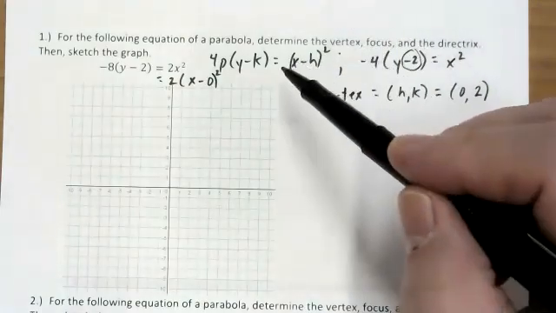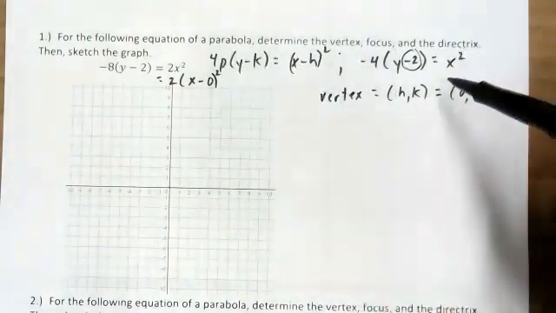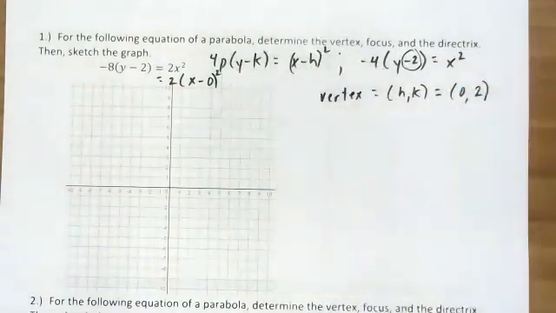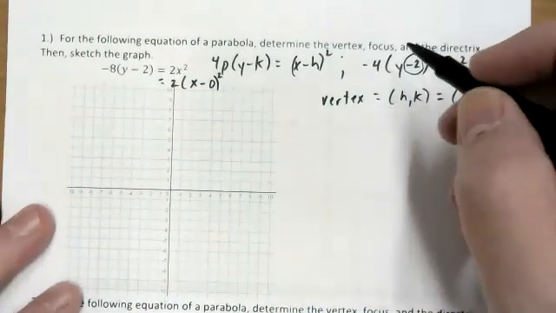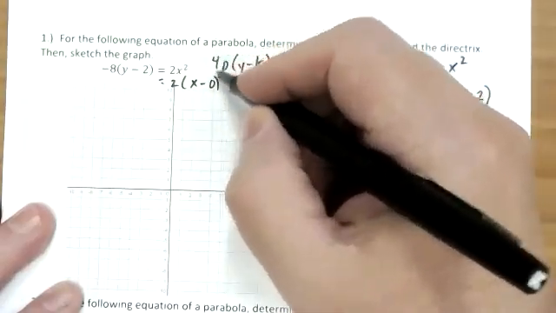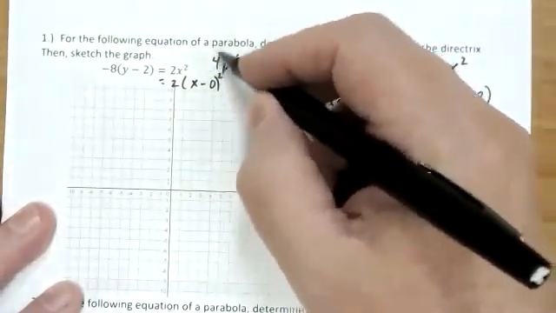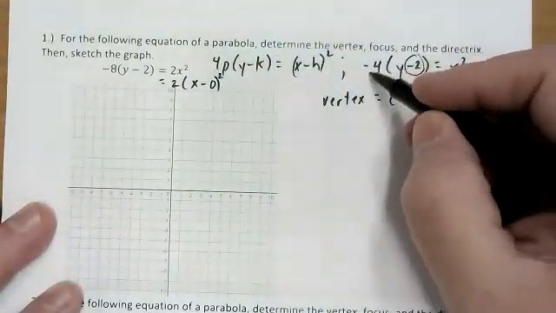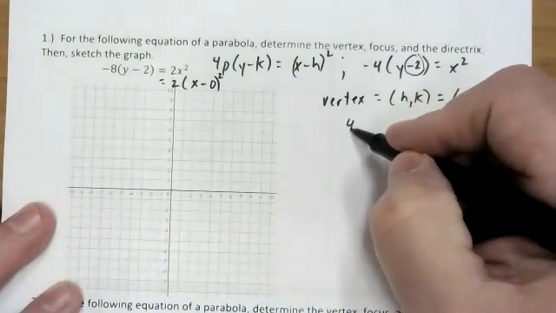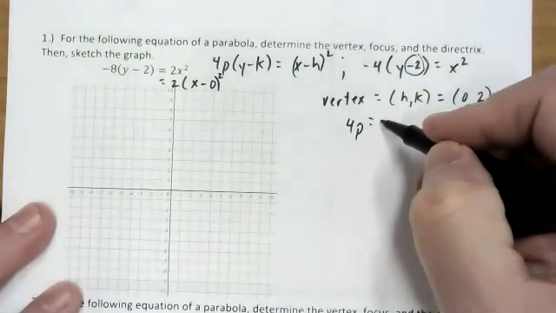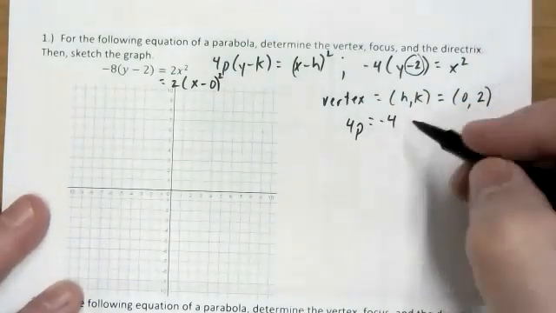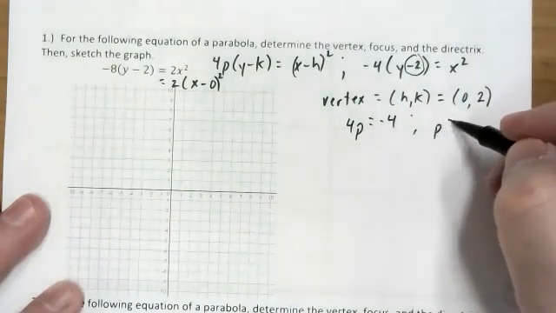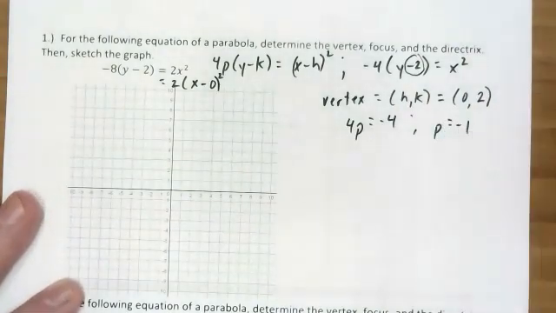I need to find 3 things, H and K and P. I found H and K. Now if I can determine P, then I have everything I need. P, I can find by looking at the coefficient in front of the Y parenthesis, which is 4P. And over here it's minus 4. So therefore 4P is minus 4. And therefore P is -1.